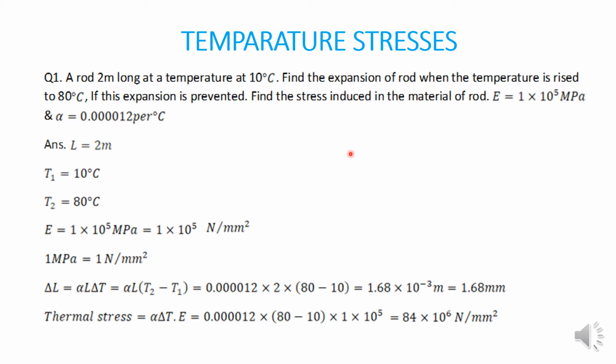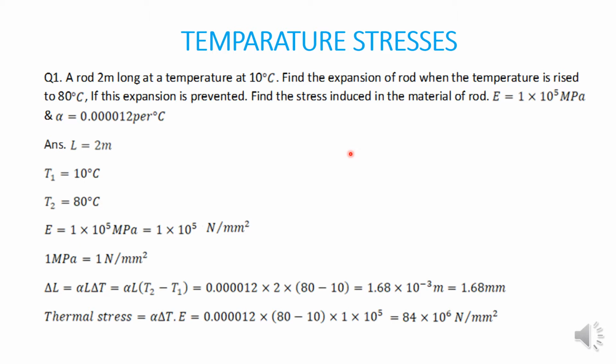Here you have been provided a rod which has a length of 2 meter and is at a temperature of 10 degrees Celsius. So that is the initial temperature. Then you can see the temperature is raised to 80 degrees Celsius. That means the change in temperature will be 80 minus 10 degrees Celsius. Okay, that means delta T will be 80 minus 10. Then the clause is that if the expansion is prevented, then stress will be induced in the rod.